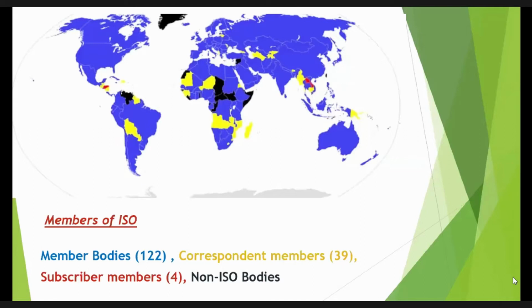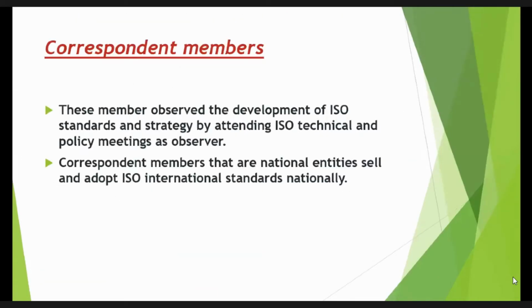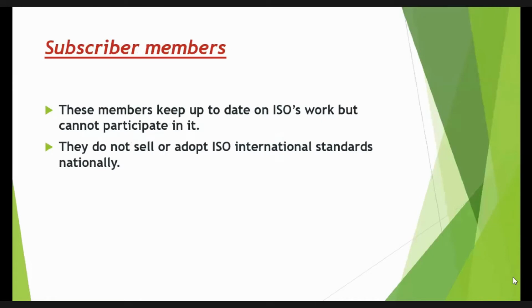Now correspondent members. These members observe the development of ISO standards and strategy by attending ISO technical and policy meetings as observers. Correspondent members that are national entities sell and adopt ISO international standards nationally. Now subscriber members. These members keep up to date on ISO work but cannot participate in it. They do not sell or adopt ISO international standards nationally.